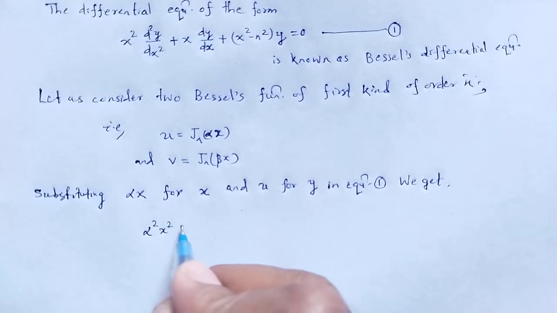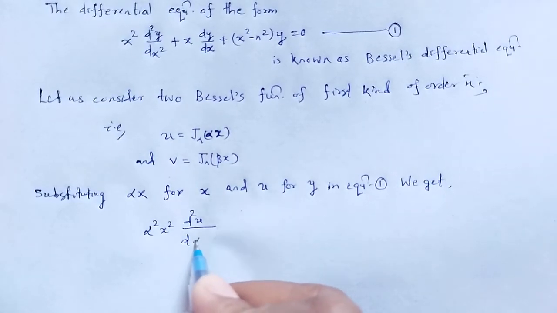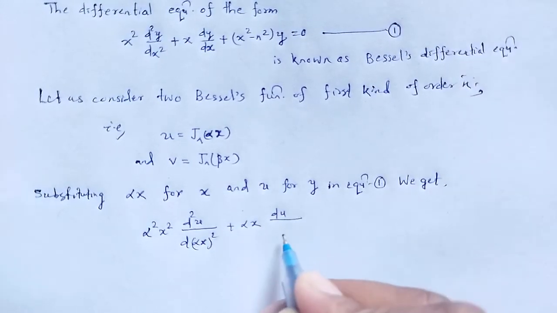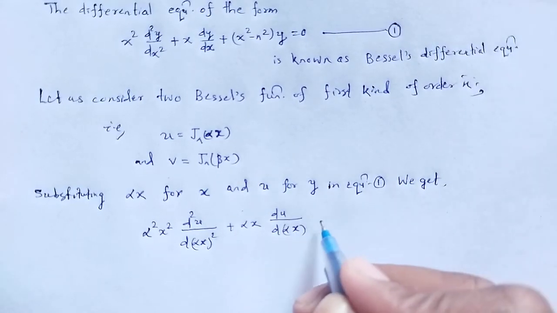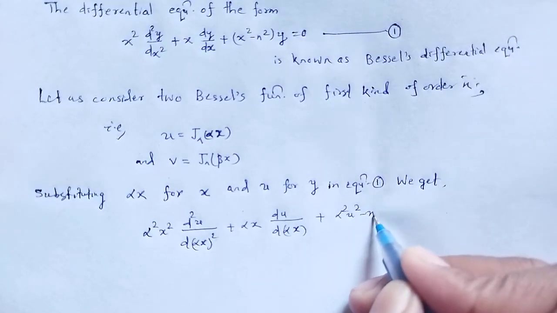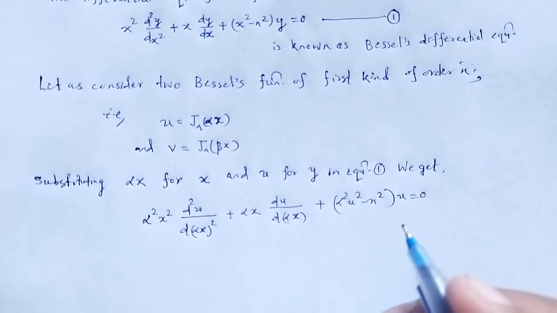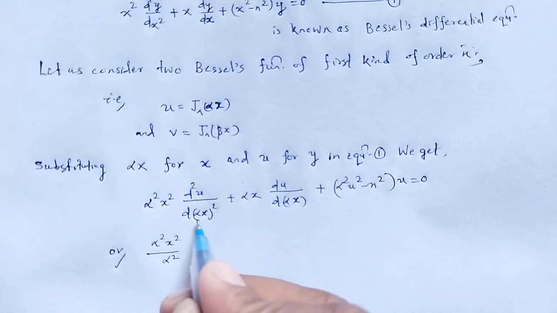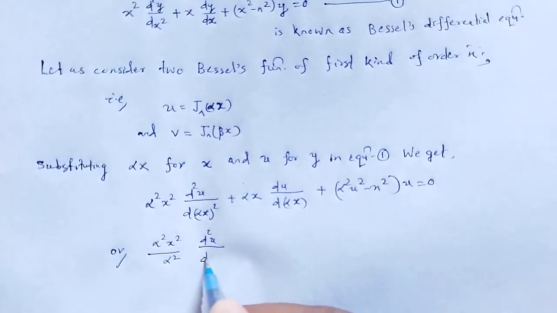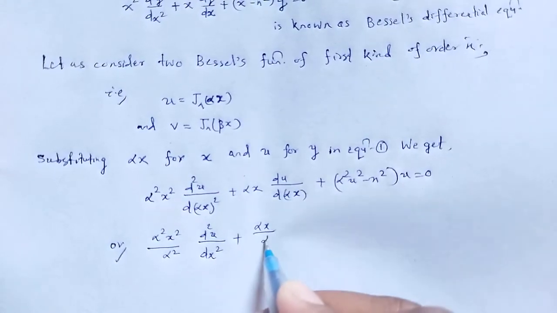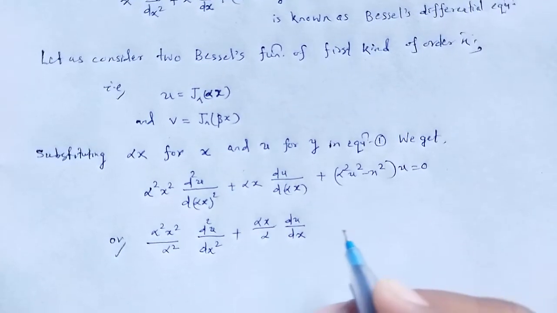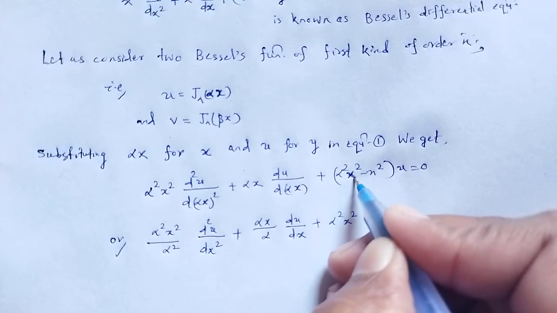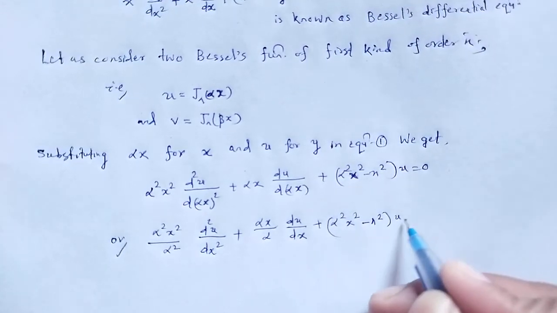alpha square x square d2u by d(alpha x) square plus alpha x du by d(alpha x) plus (alpha square x square minus n square) u is equal to 0, or that is alpha square x square divided by alpha square, d2u dx2, plus alpha x divided by alpha, du dx, plus (alpha square x square minus n square) u is equal to 0.